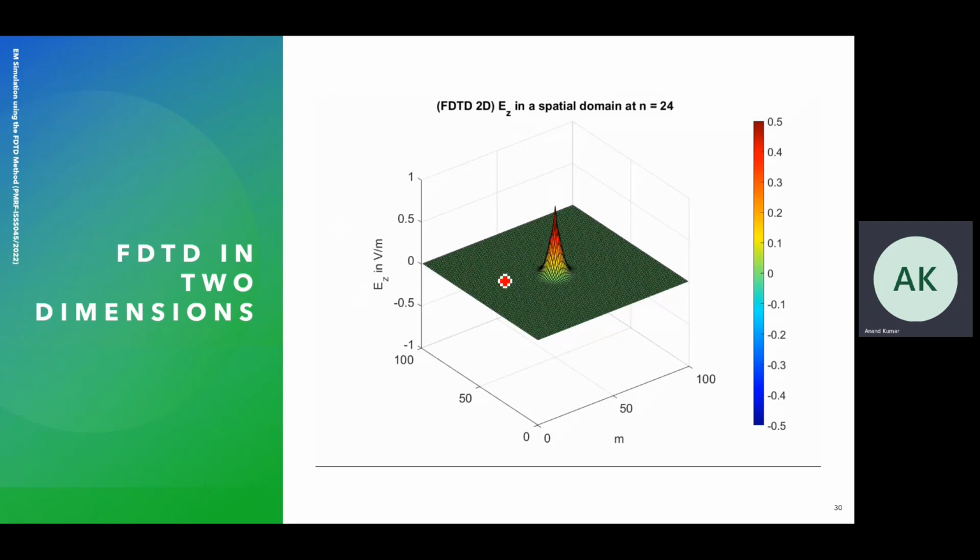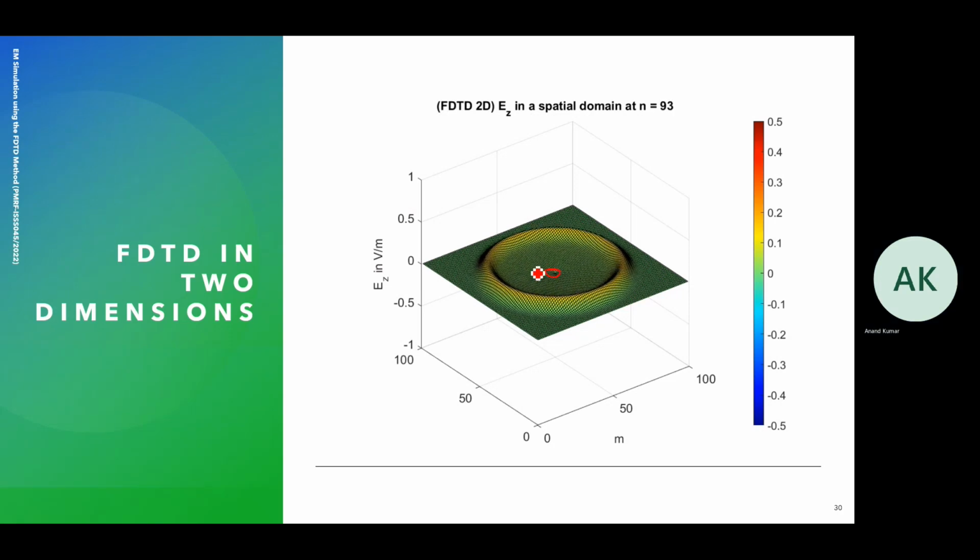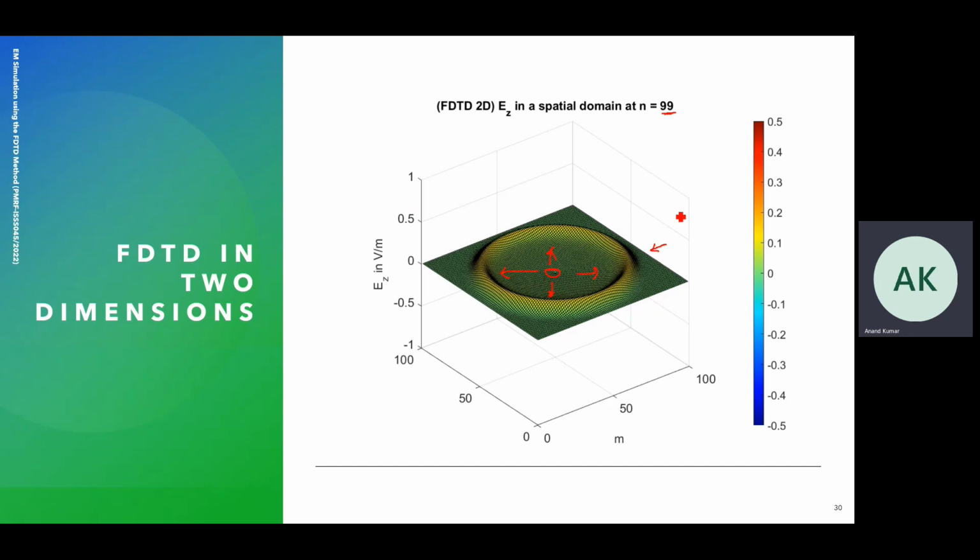So you can see a Gaussian source is generated over here, and we are using a hard source over here, and the wave propagates in all directions. This particular Gaussian pulse propagates in all the directions. We have run the code for a limited time before the pulse hits the boundary. We have not used the absorbing boundary conditions over here, and that is why we have stopped the simulation before it hits the boundary.